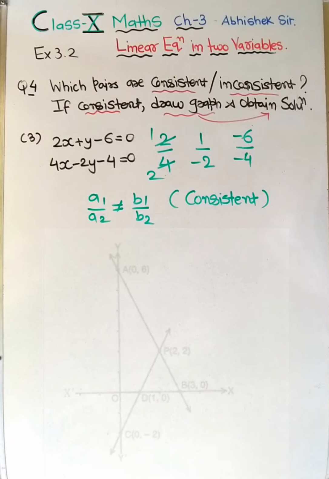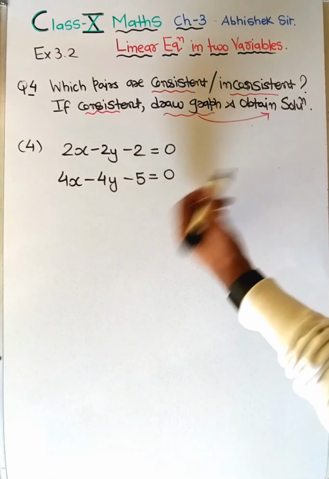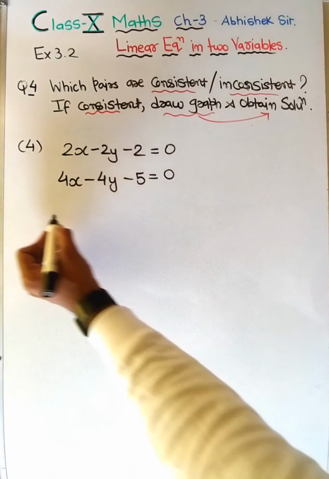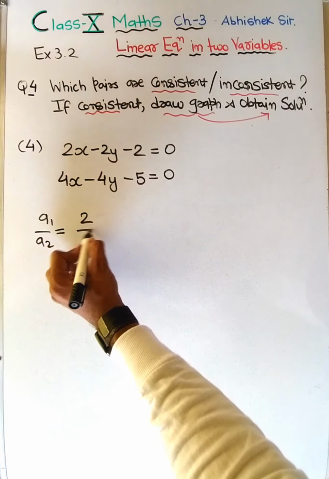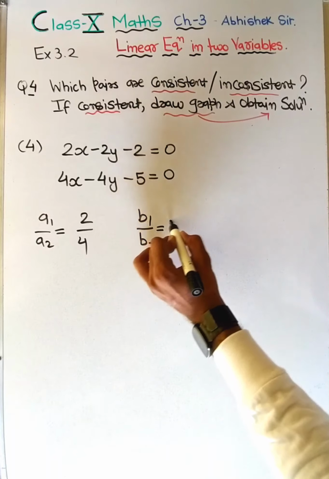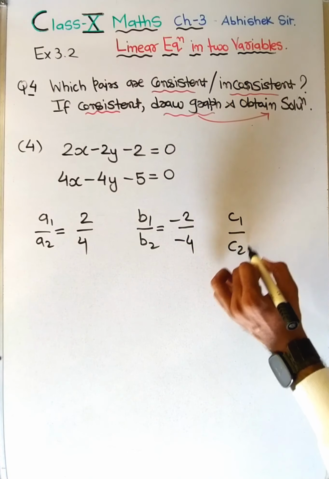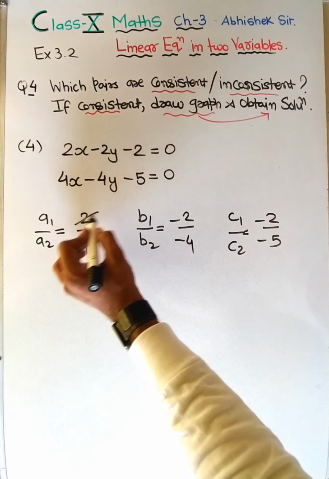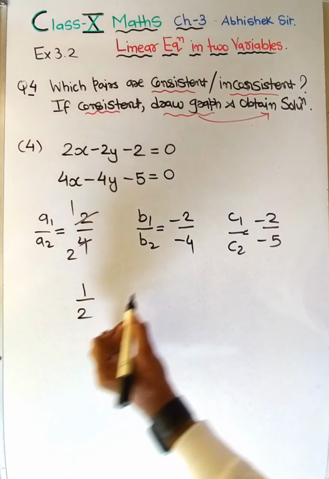Moving on to the next question. The next question is 2x minus 2y minus 2 equals 0 and 4x minus 4y minus 5 equals 0. So finding a1 by a2 will give 2 upon 4. Then we have b1 by b2 as minus 2 upon minus 4, and then c1 by c2 is minus 2 upon minus 5. So a1 by a2, if we cancel, becomes 1 upon 2.